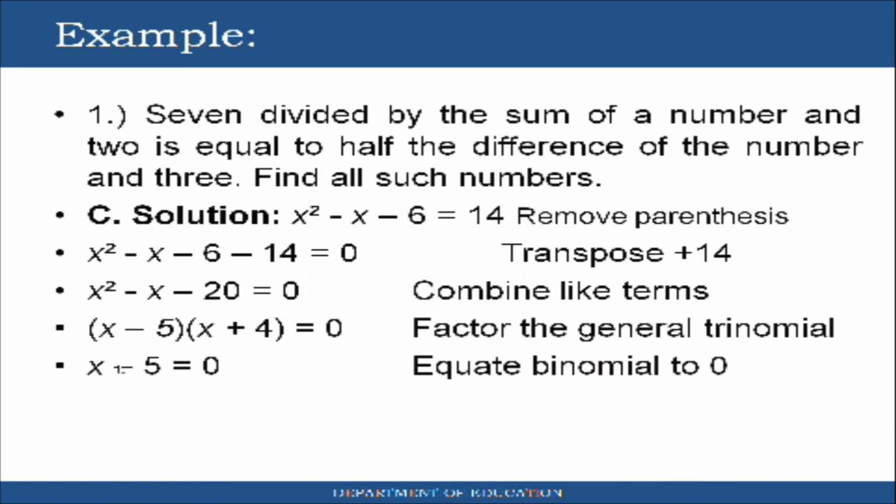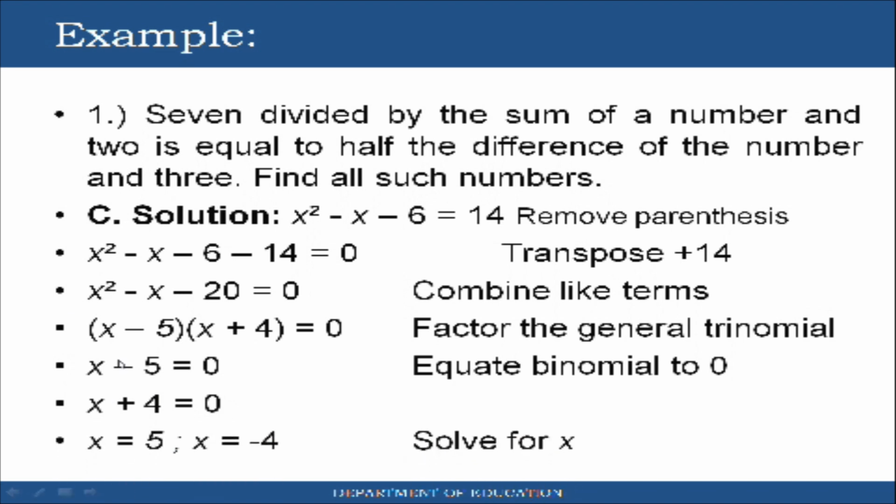And after that, we will equate the binomials to 0. So x minus 5 equals 0, x plus 4 is equal to 0. And after that, we will solve for x. So we'll transpose again, negative 5 on the right side. So we'll add both sides positive 5. So negative 5 plus positive 5 is 0. 0 plus positive 5 is equal to positive 5. So the answer, x is equal to 5.